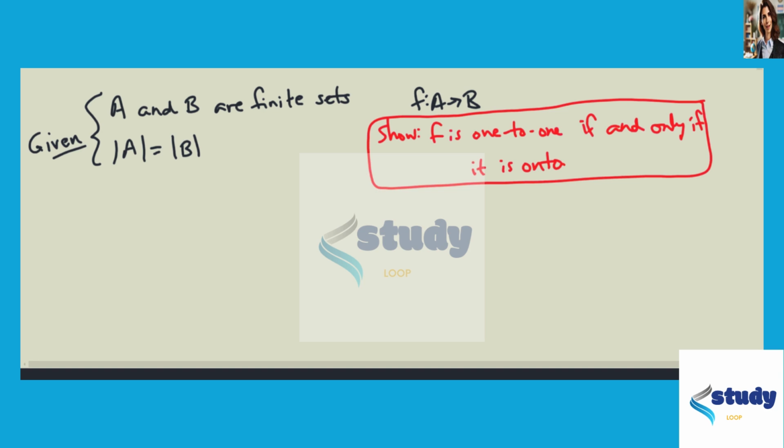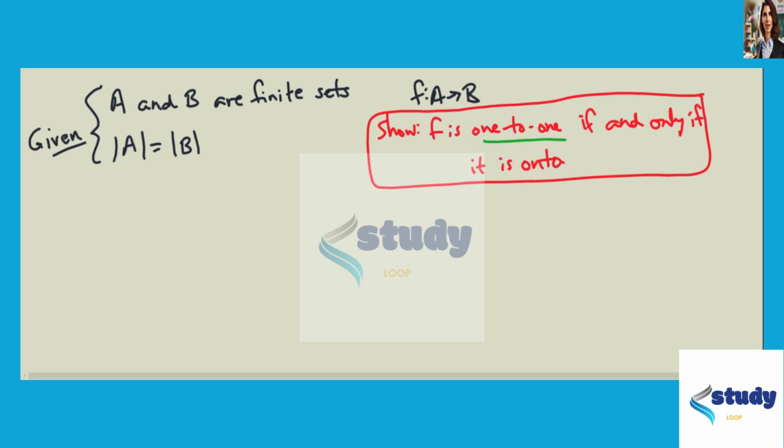What we want to show in this problem is that f is 1 to 1 if and only if it is onto. So we're going to go both ways. We're going to assume that f is 1 to 1 and show that that means it has to be onto. And then we'll assume that f is onto and show that it has to be 1 to 1. Now, before we do that, though, let's do some definitions.